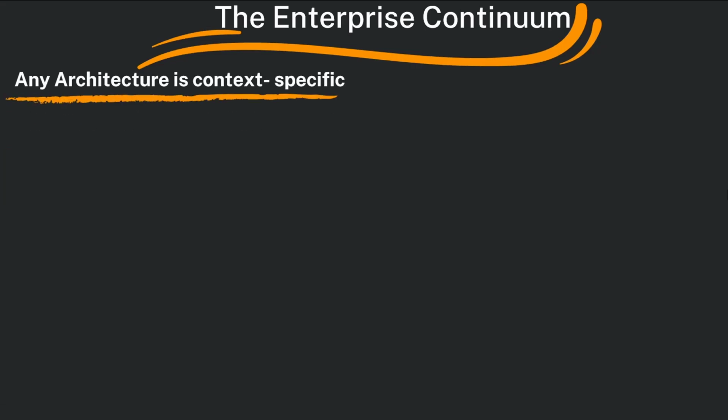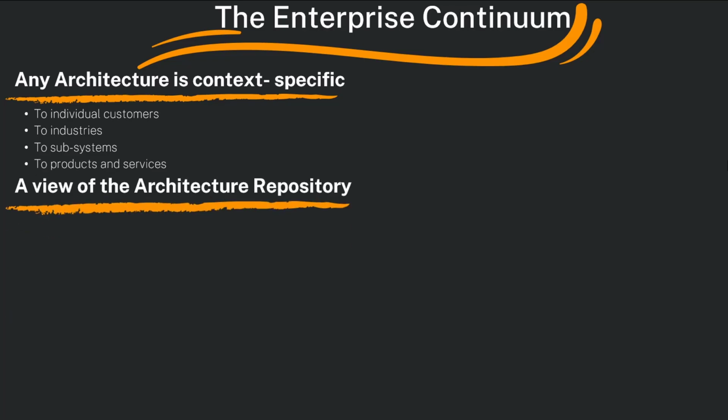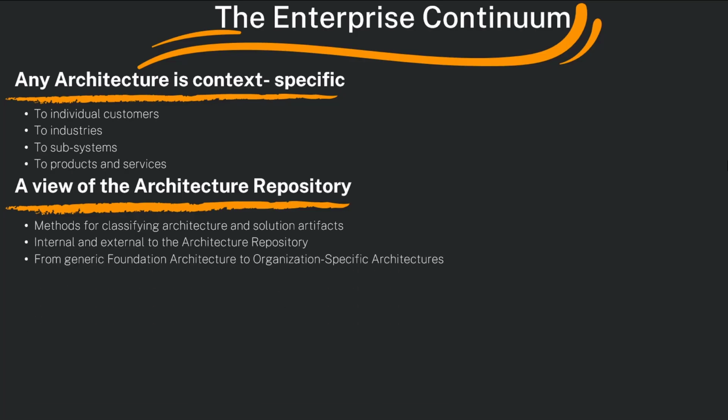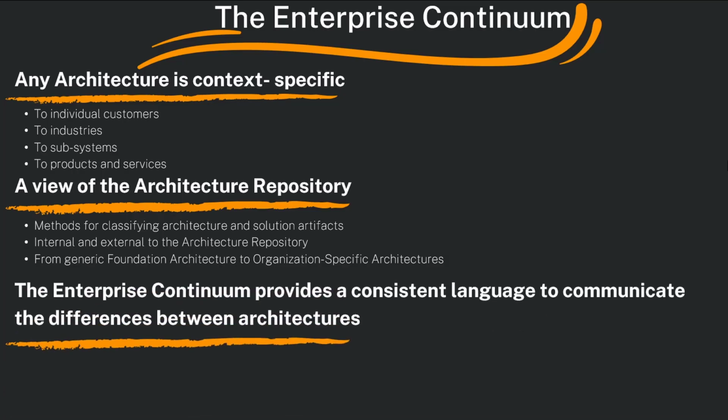Any architecture is context-specific to individual customers, to industries, to subsystems, to products and services. A view of the architecture repository, a method for classifying architecture and solution artifacts, internal and external to the architecture repository, from generic foundation architecture to organization-specific architecture. The Enterprise Continuum provides a consistent language to communicate the difference between architectures, and to organize reusable architecture and solution assets.